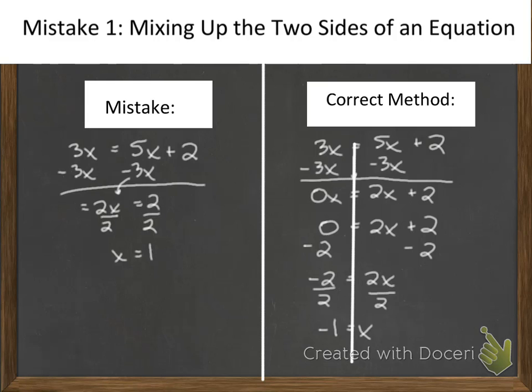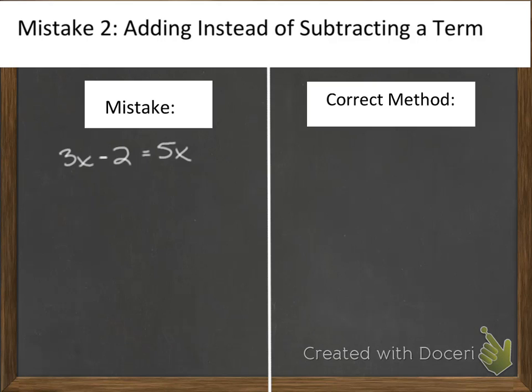I will undo all of that so you can still see the mistake problem. Literally what happened is the student lost track of the equal sign. Again, 3x minus 3x is 0x. That information was lost. 5x minus 3x is 2x, which is correct, but we don't have 2x equals 2. We should have 2x plus 2. Hopefully you can see from this example how it's very easy, if you don't draw that vertical line, to get the sides of your equal sign messed up. Let's look at another common mistake.